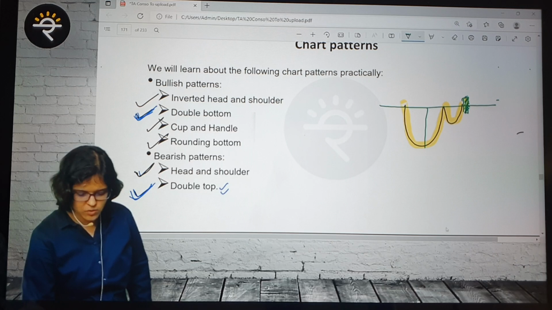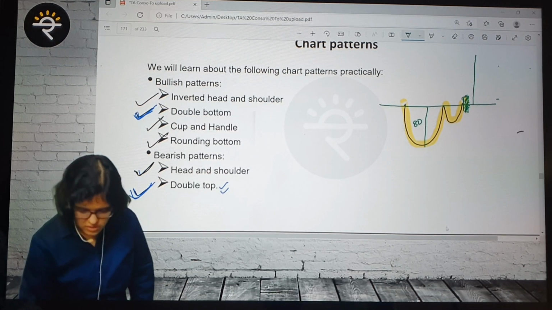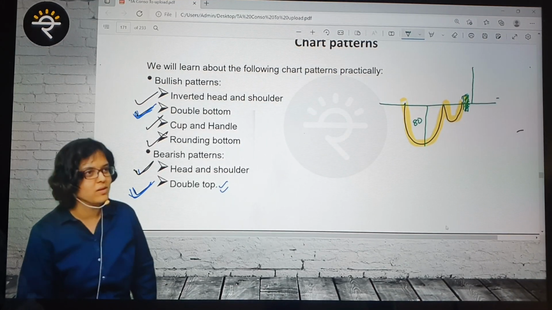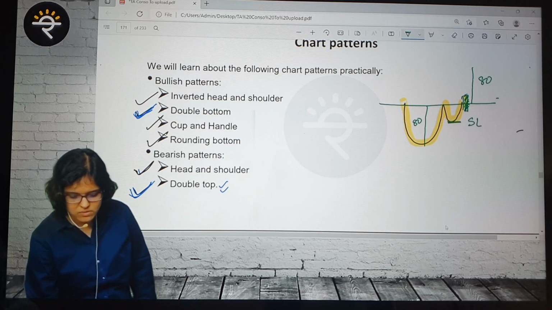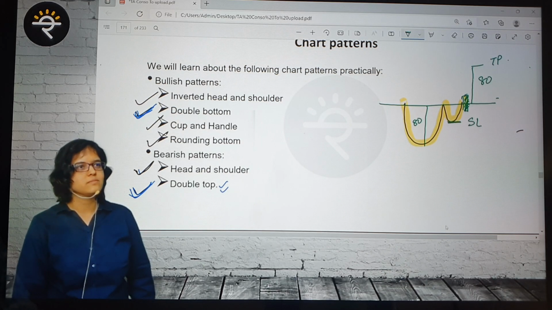This to this, assume 80 points. This to this. It has to be this to this, roughly. Okay, 80 points. And stop loss: the handle's low point. This can be like stop loss. This is target. Very simple.